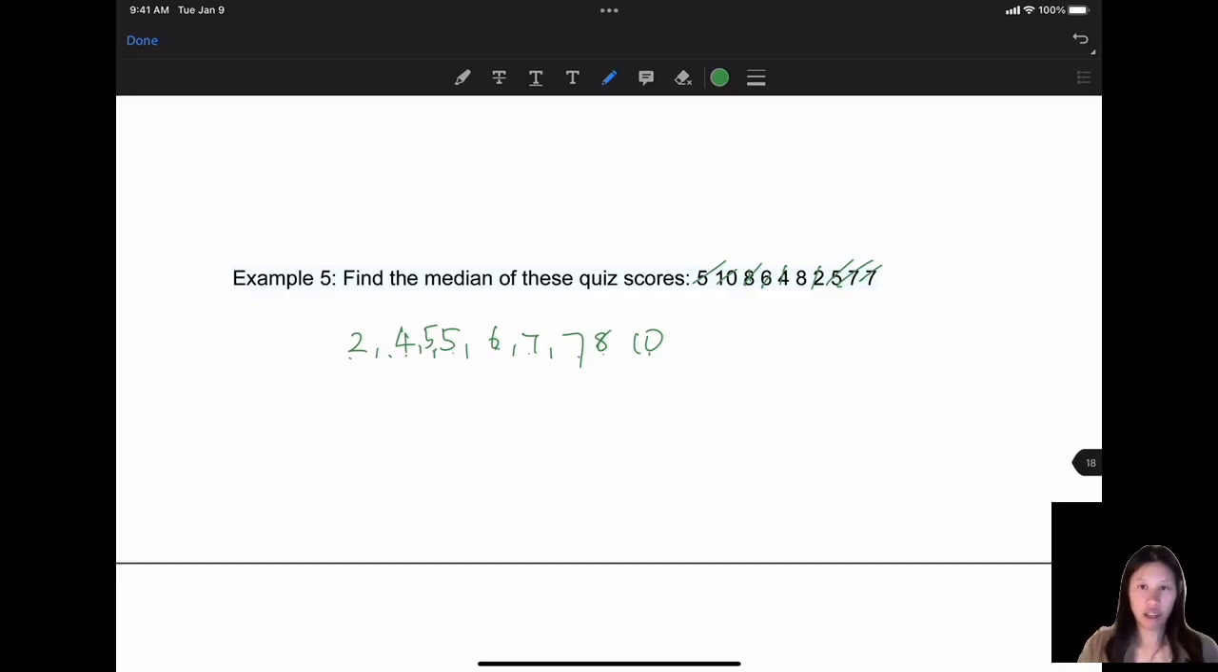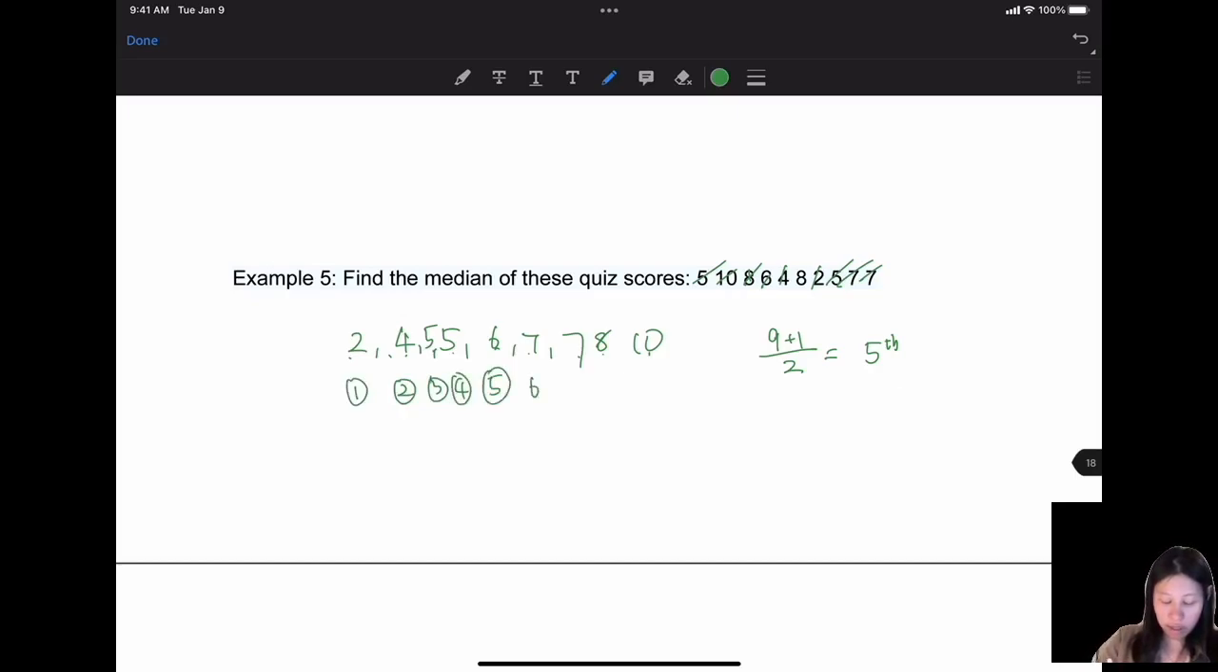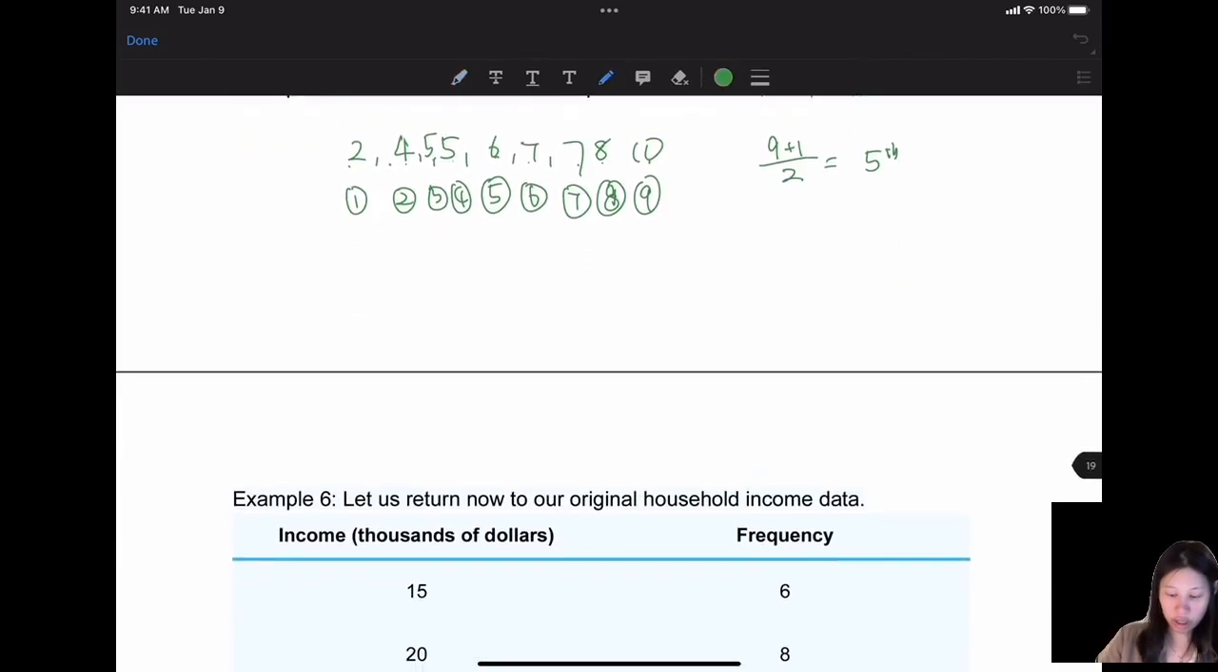So totally 9 data. So we know that the median should be the middle one, which, for an odd number, is really easy. You just use (9 + 1) divided by 2. So which means the fifth data would be your median. So this is first data, second, 3, 4, 5, 6, 7, 8, 9. So that means our data should be this one. 6 should be our median.